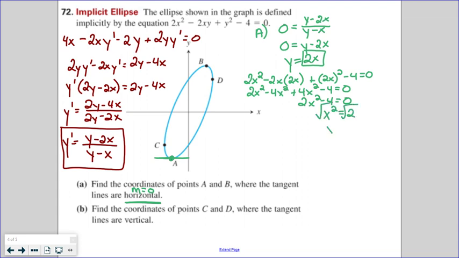And this is where, again, I have to be a good algebra student. When I square root something, I get plus or minus. Well then, does that make sense that I get two answers there? It should, because aren't I trying to find two different points where it has horizontal tangents? So that's my two x values.